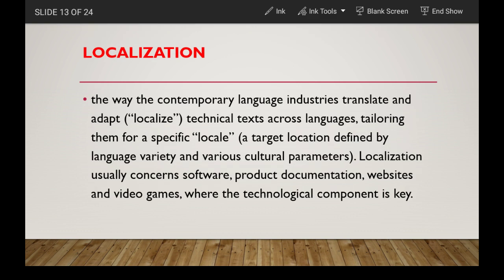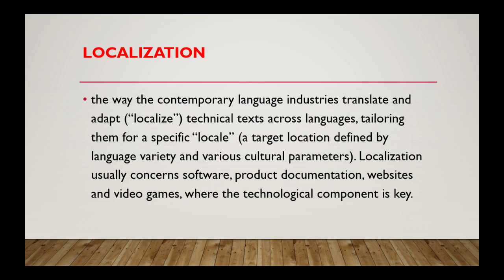Next is localization. Localization is the way the contemporary language industries translate and localize technical text across languages, tailoring them for a specific locale. That is, a target location defined by language variety and various cultural parameters. Now, localization is usually concerned with software, products, documentation, websites, and video games, where the technological component is key.